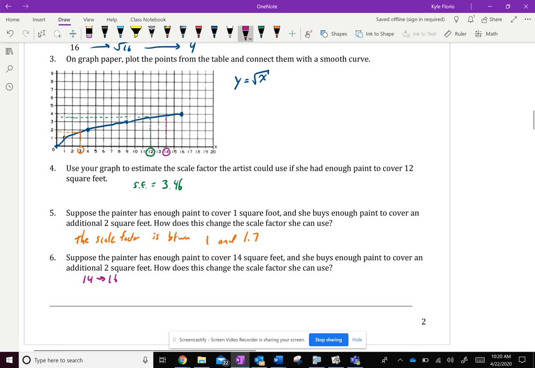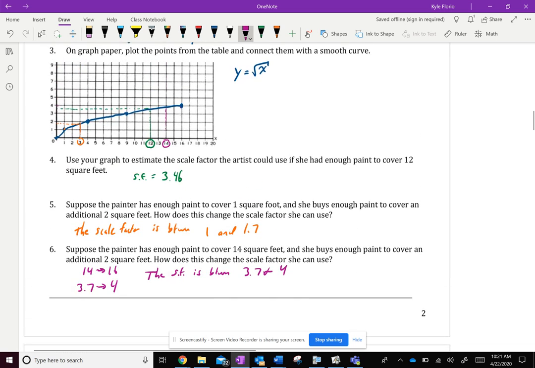Let's just estimate 3.7. I don't know. And if it's 16, well, we already know that then the scale factor had to have been 4. So the scale factor has got to be between 3.7 and 4, if she adds 2 square units there. So that's it for this lesson.